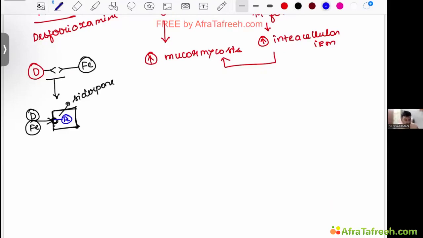When it delivers the iron to the fungus, this iron acts as a growth factor for mucormycosis. So this is a very important thing. There are different kinds of mucormycosis: rhino-ocular mucormycosis, pulmonary mucormycosis, cutaneous mucormycosis, GI mucormycosis, and disseminated mucormycosis. A lot of these are common.